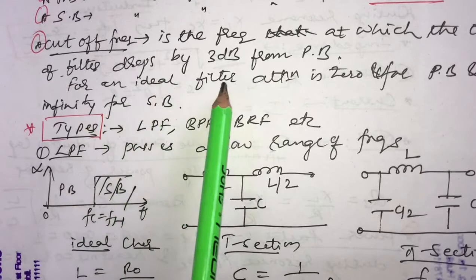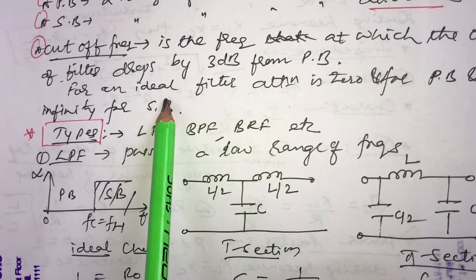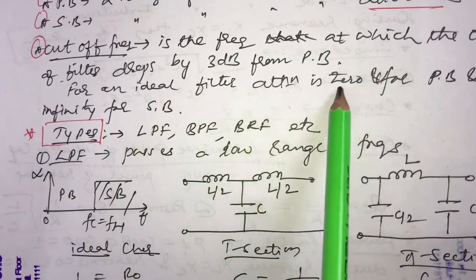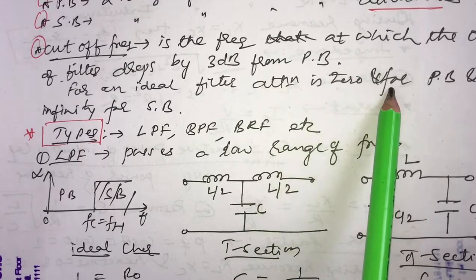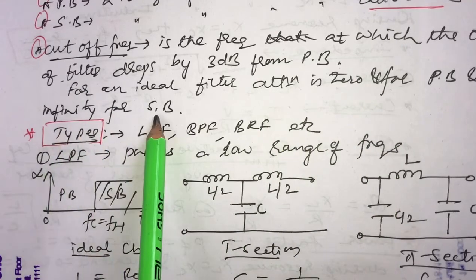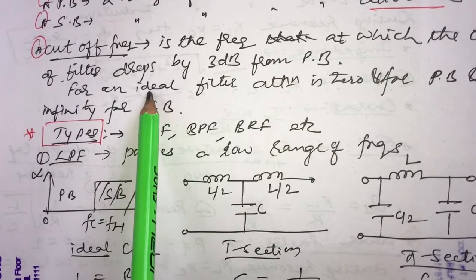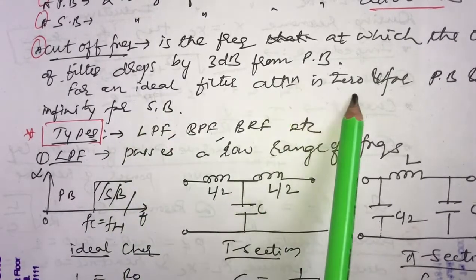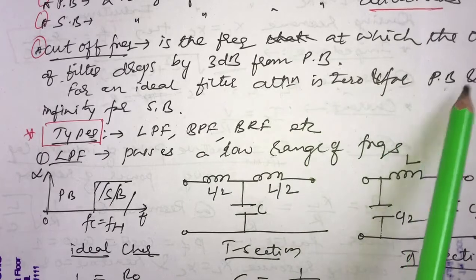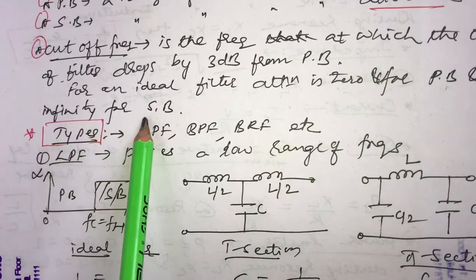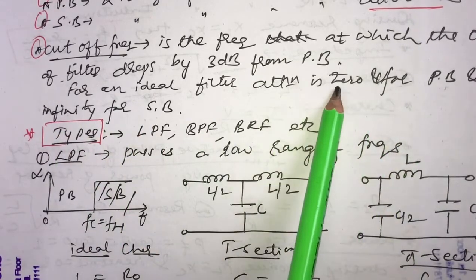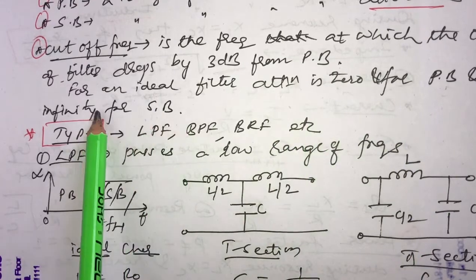But for an ideal filter, ideal which is true only on paper, the attenuation is 0 for the pass band and infinity for the stop band. So ideal filter characteristics are a point to be noted, remember from the CT point of view. Ideal filter attenuation should be 0 for the pass band and infinity for the stop band. Inside the pass band it should be 0, in the stop band it should be infinite.